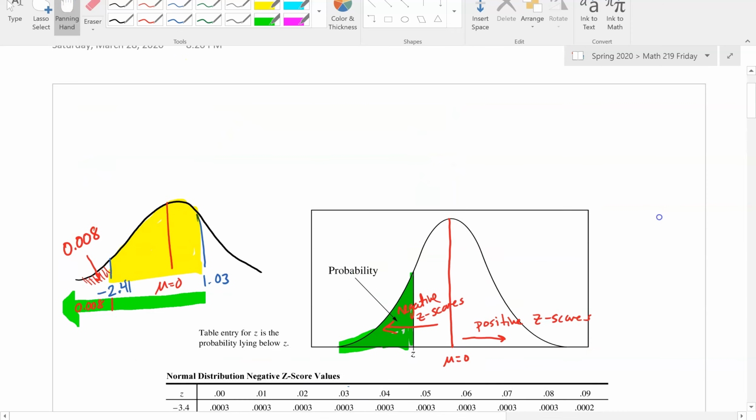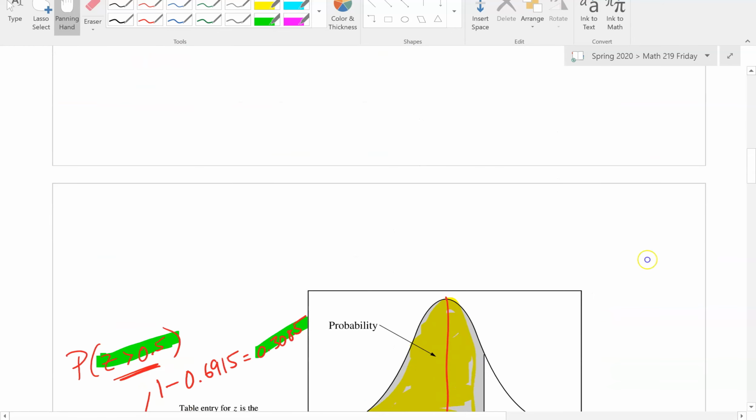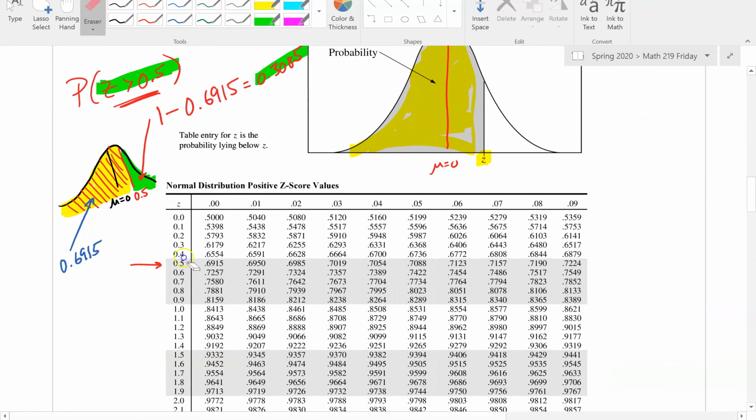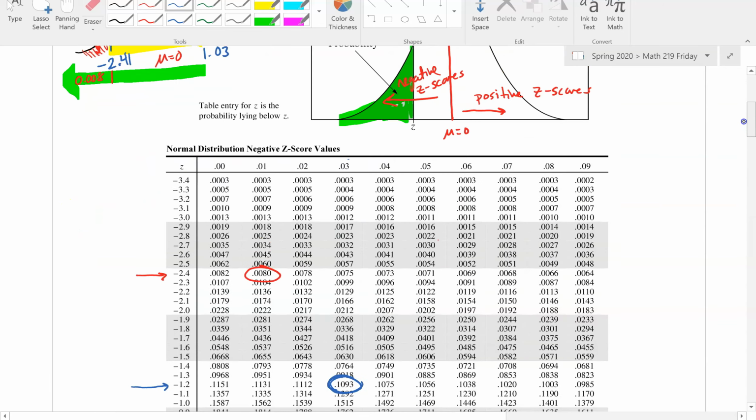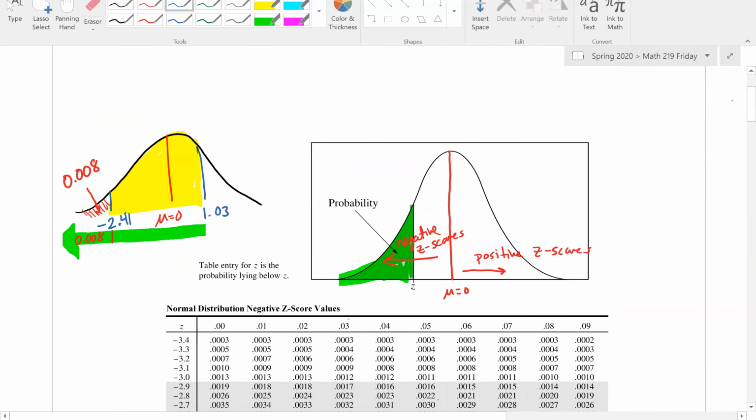So I think that was, nope, that's down here. 1.03 would be, there's 1.00, 1.01, 1.02, there's 1.03, 0.8485. So this area from here is 0.8485. Now all I want is this yellow part in between them.